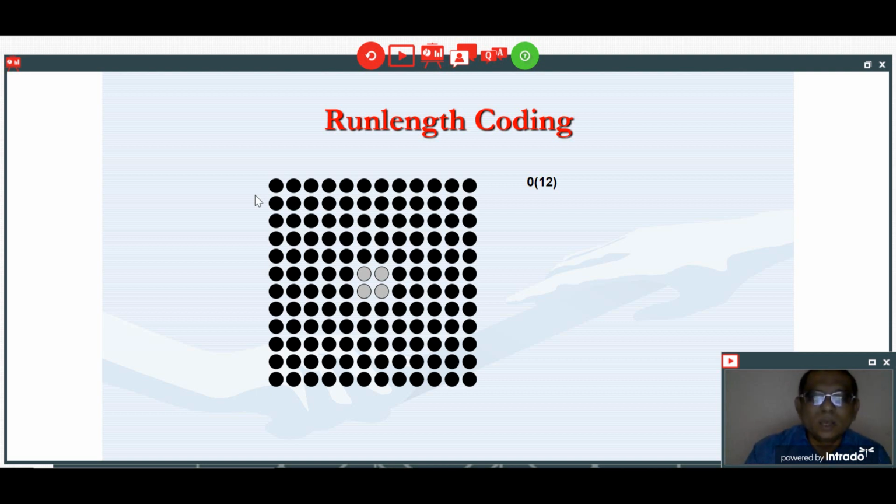See here, this is 0. 0 has occurred 12 times. The same thing is repeated here. So the first value represents the gray level.